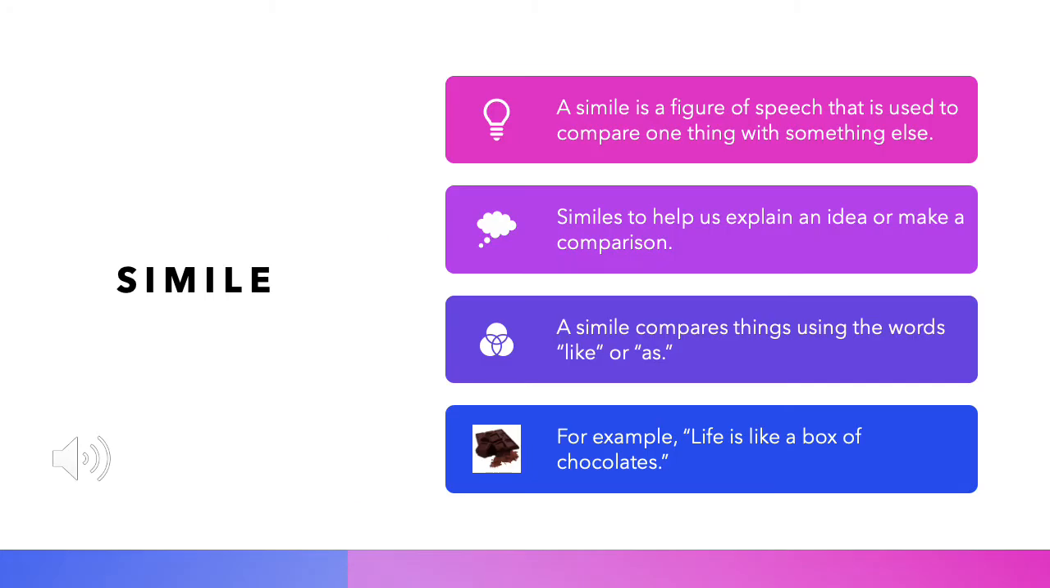The other type of figurative language that we will focus on in this presentation is called a simile. What is a simile? A simile is a figure of speech that is used to compare one thing with something else. Like metaphors, similes also help us explain an idea or make a comparison. Unlike metaphors, similes compare things using the words like or as. For example, life is like a box of chocolates. In that example, we are comparing life to a box of chocolates.